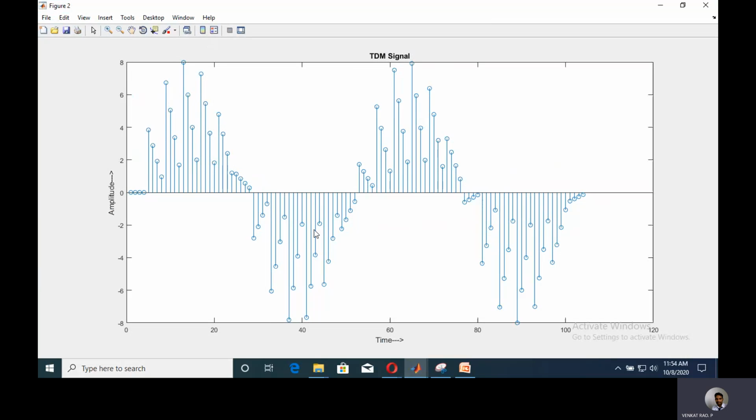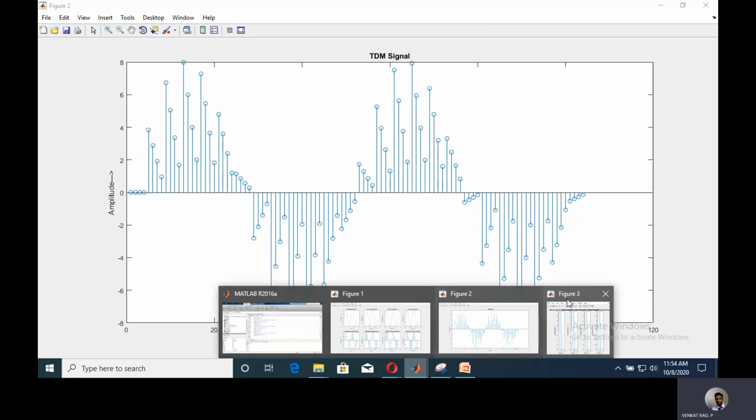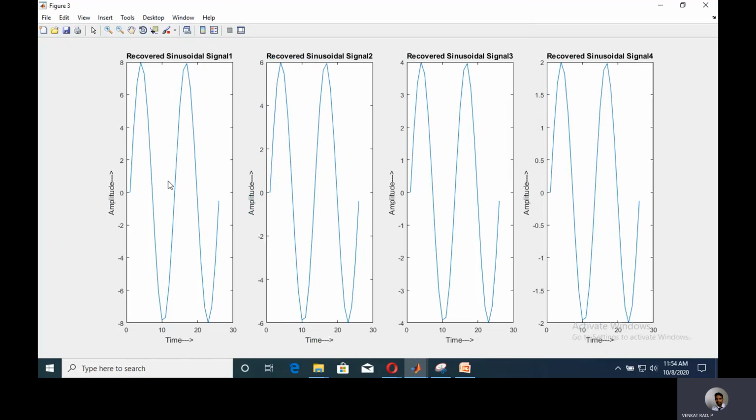On the whole, this kind of signal looks like a single signal having some number of samples, in both the positive and negative durations. This is the process of multiplexing. Similarly, in demultiplexing, all those 4 signals are demultiplexed again as the original sine waves, like this. So these are recovered signals 1, 2, 3, 4. And if you observe, the amplitudes are also the same: 8 volts, 6 volts, 4 volts, and 2 volts.